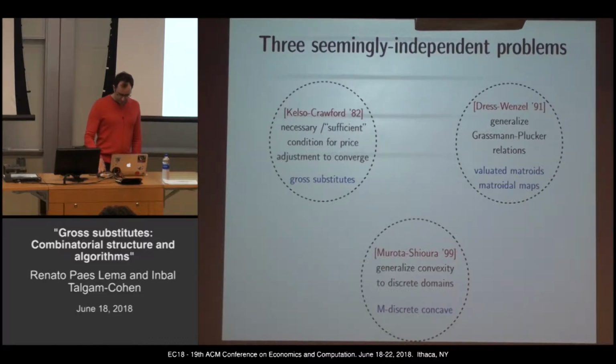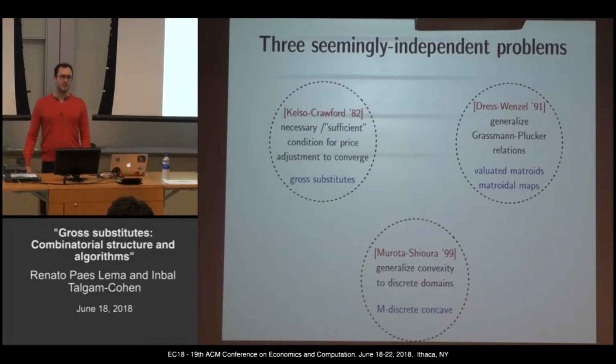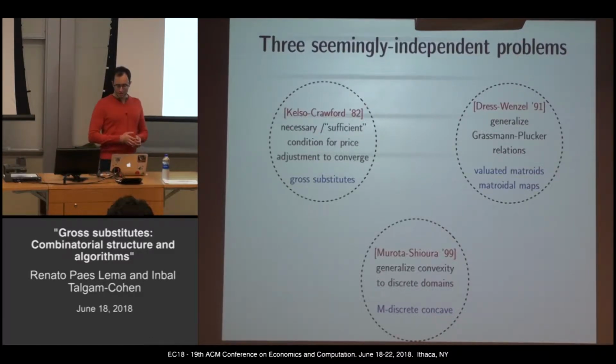And Murota and Shioura were trying to generalize convexity to discrete domains. They were thinking that convex functions are really nice things. We understand convex functions on real numbers. What does it mean to be convex on the lattice, and on sets of bases of matroids?